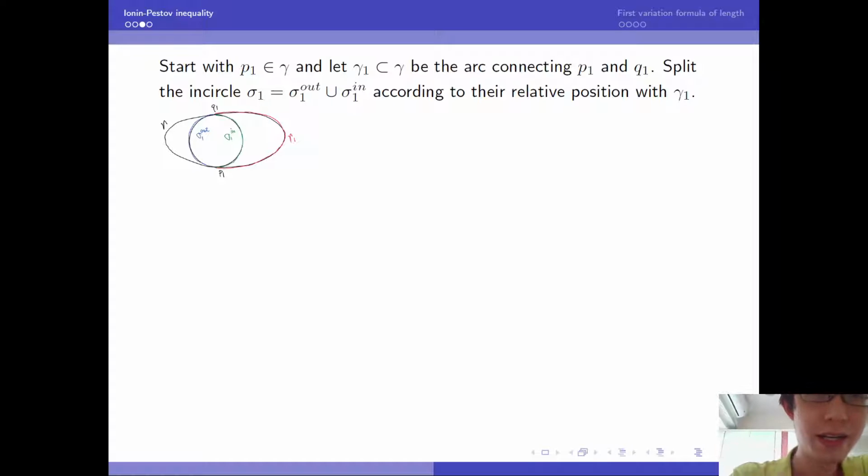Okay. So now let's start with a fixed point P1, and we perform its incircle and let the contact point be Q1. And there are two arcs from P1 to Q1. We choose an arbitrary one and name it gamma 1. And we split the incircle into two parts according to their relative position with gamma 1. So sigma 1 in is closer to gamma 1, or in other words, gamma 1 encloses sigma 1 in, and the other part is sigma 1 out.